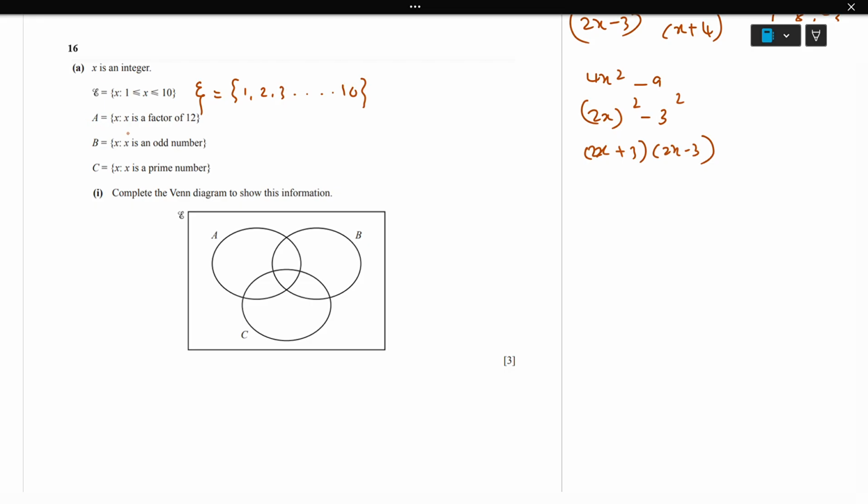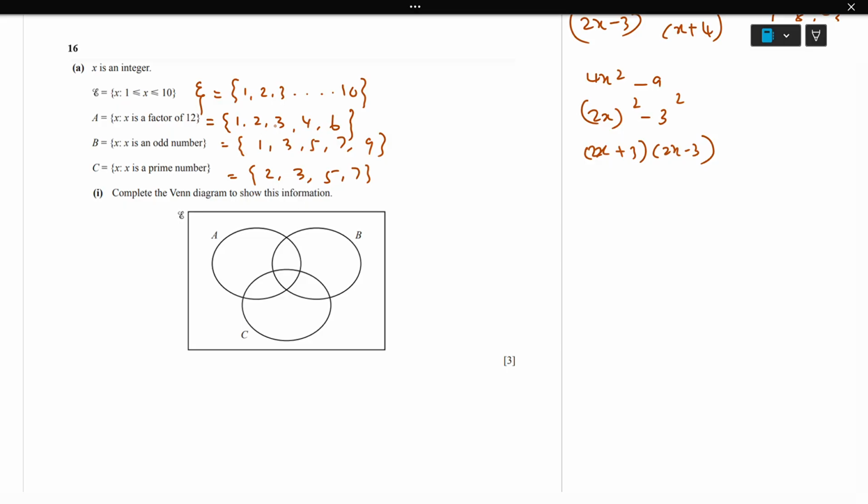First one, A: x is a factor of 12. What are the values we'll get? Factors of 12: 1, 2, 3, 4 and 6. 7, 8, 9, 10 are not factors. We cannot go more than that because the whole set only goes up to 10. Next, B is an odd number. Odd numbers are 1, 3, 5, 7, 9. Next, C is a prime number. Prime numbers are 2, 3, 5, 7. That's it. Now we go for the ABC 3 sets.